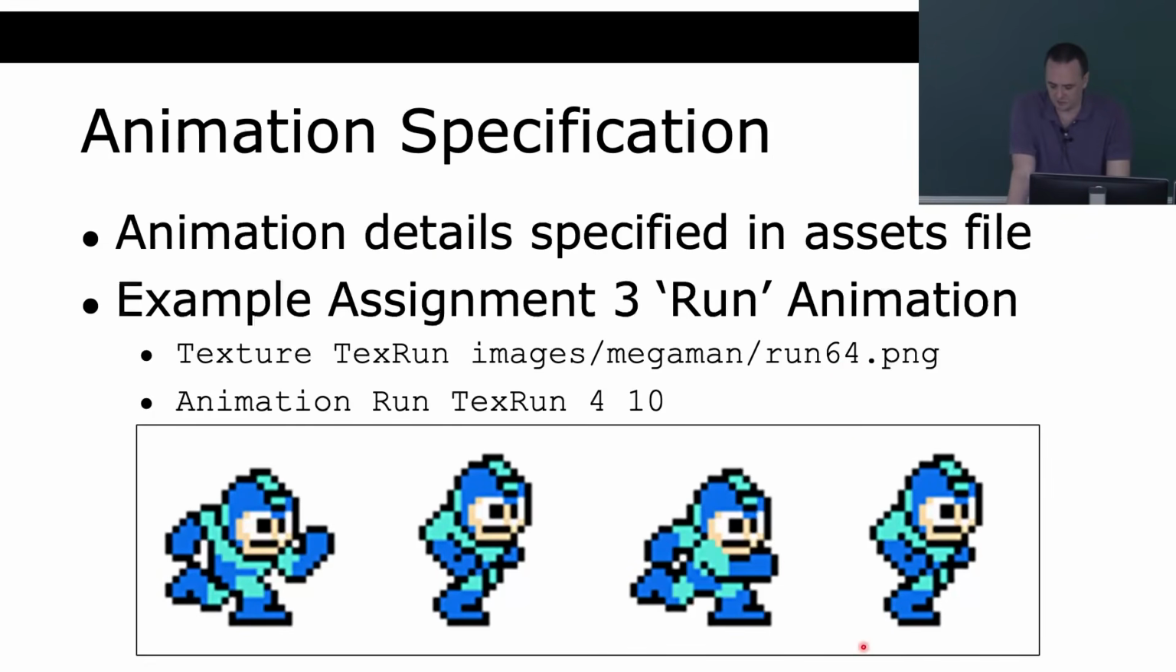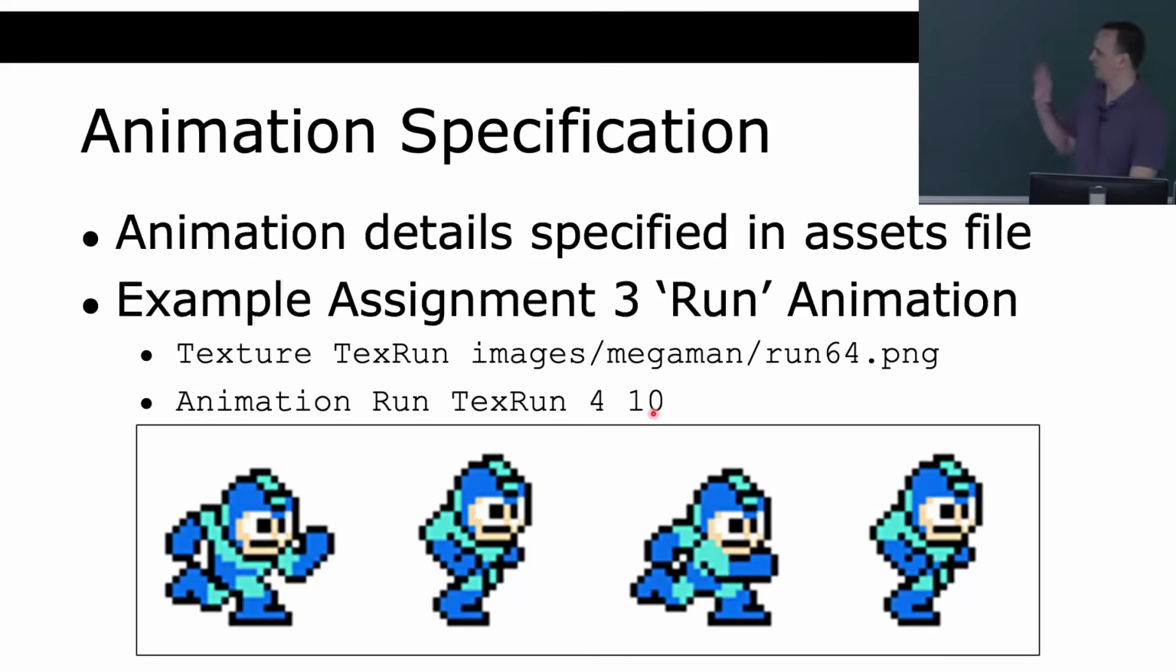It's 64 pixels high, and it's 4 times 64, what's that? 256 pixels wide. And then to specify an animation, I say, okay, my animation called run is going to reference this texture. It has 4 frames of animation, and I want to progress the animation every 10 gameplay frames. And so if I change this 10 to a 5 in my config file, now Mega Man is animating twice as fast. He's not running twice as fast, he's just animating twice as fast.